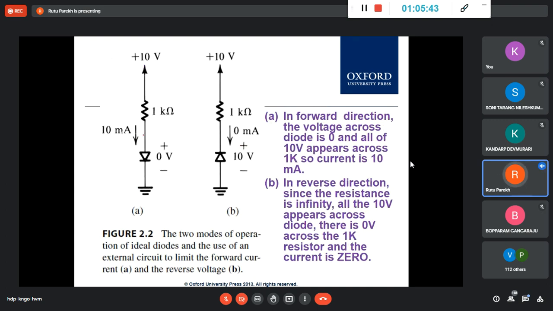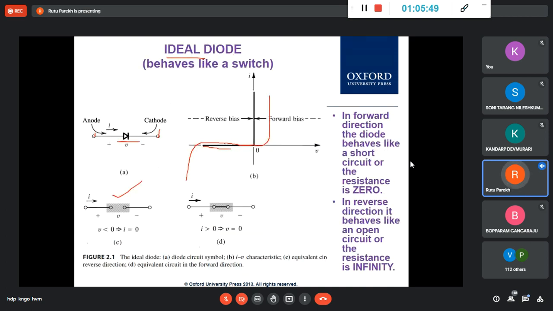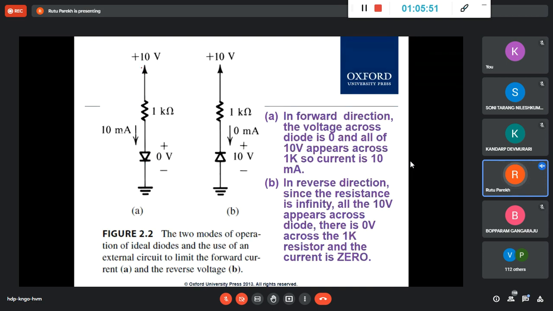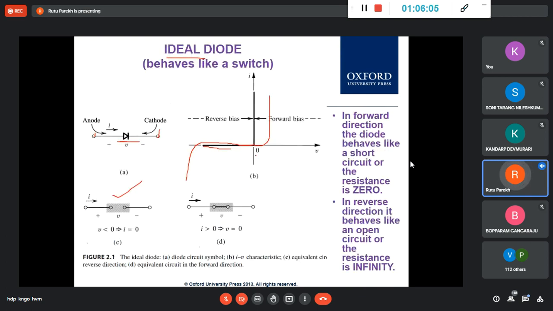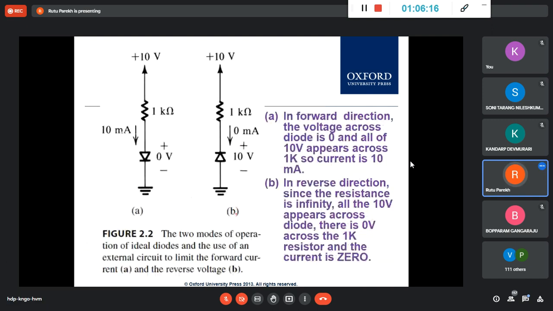For example, using this ideal diode model, find the current I across the loop and the voltage across the diode. Here there is a 10 volt source, and the diode is connected this way. Ideal diode means the diode turns on at 0 volt and for voltage greater than 0 it conducts, and for less than 0 it is open. So open and short, that you have to remember. Here you see 10 volt and some resistor, and this is the positive.